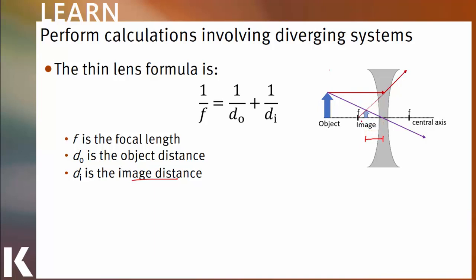Next, we'll take a look at the focal length. The focal length is the distance between the focal point and, again, the center of the lens. Finally, the object distance is, you guessed it, the distance between the object and the center of the lens.